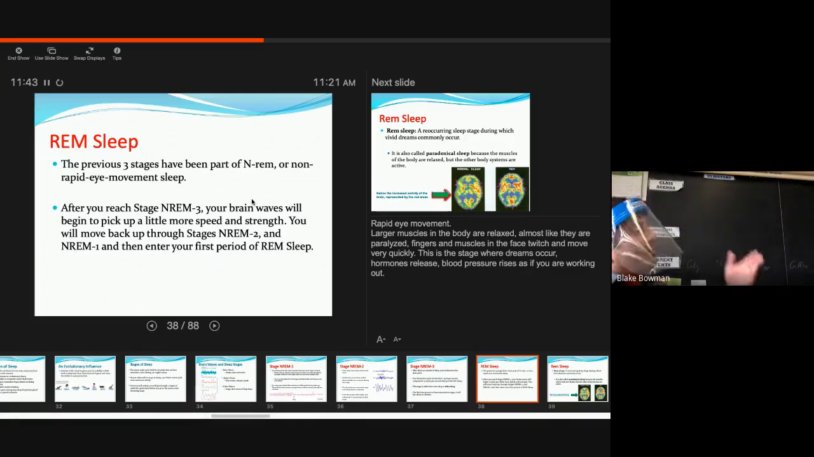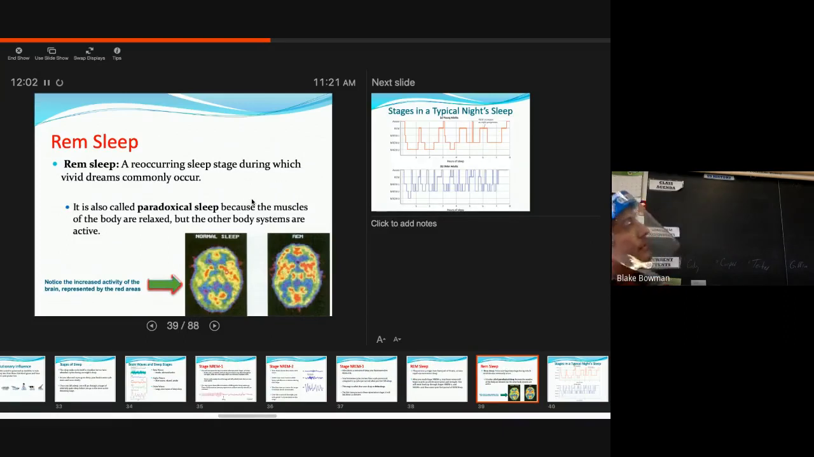All right, so with REM sleep, sorry about that, we see our most rejuvenated stage as well. If you're exercising, working out, or with memory, it's increased during REM sleep. So we see more muscle growth, and more ability to remember certain things through REM sleep. So REM sleep is a reoccurring sleep stage during which vivid dreams commonly occur.